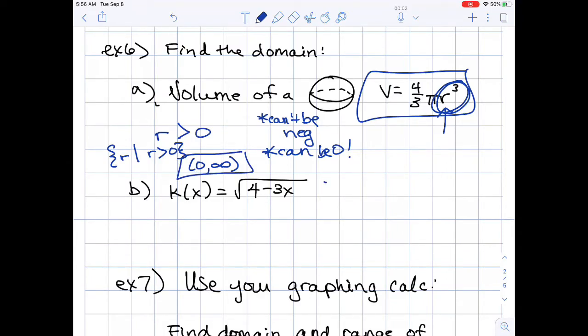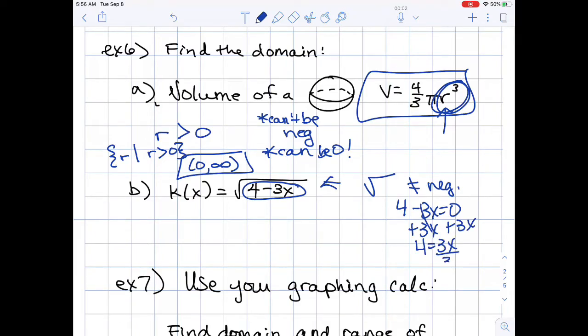Okay, for this one, what's our restriction here? What can x not be? Now remember that a root can equal 0 or be greater than 0, but a root cannot be a negative number. So let's figure out what would make it a negative number. We're going to set 4 minus 3x equal to 0 and solve, and we get x equals 4/3. Basically, this is the value that would make this not work.